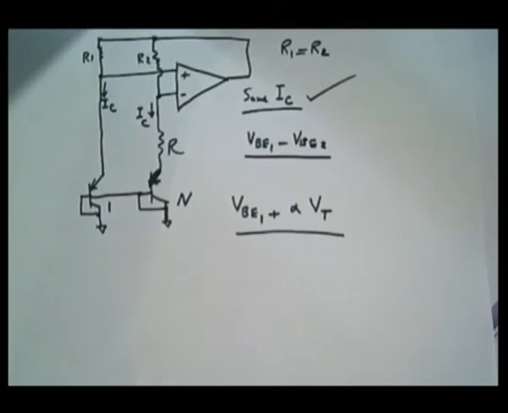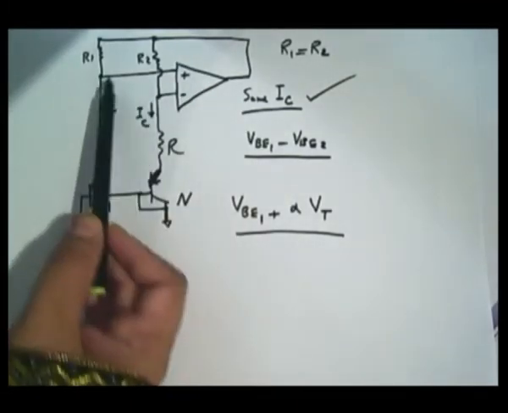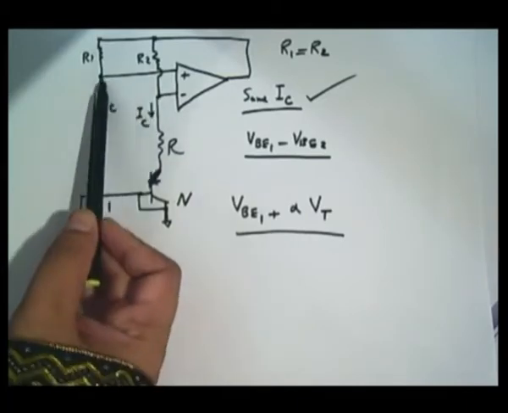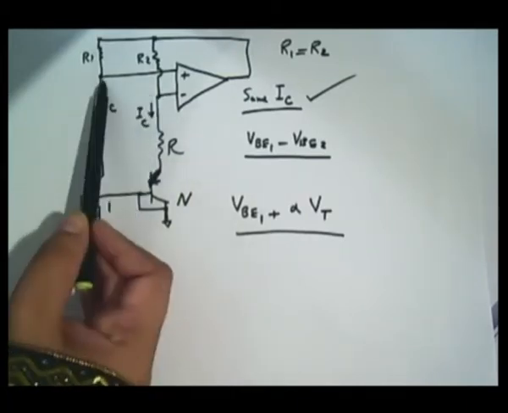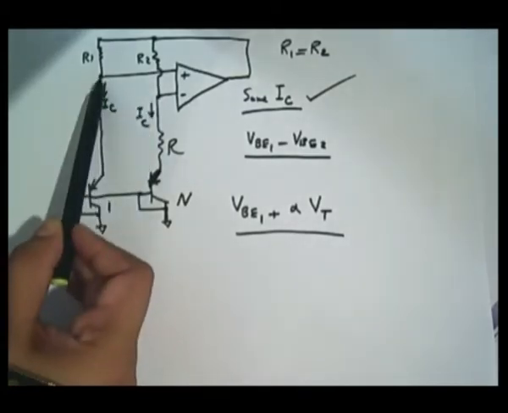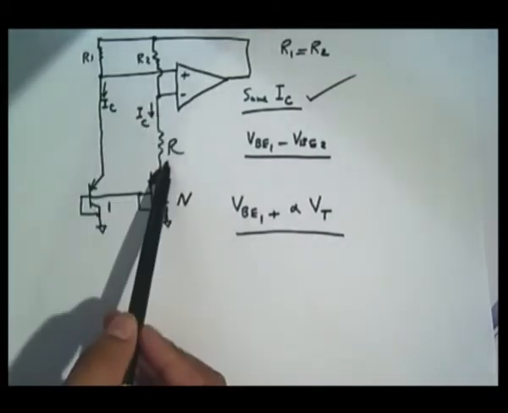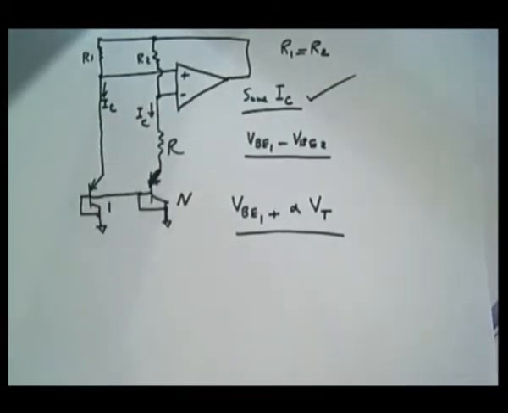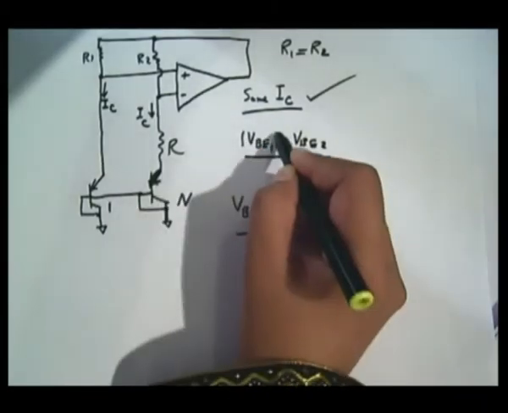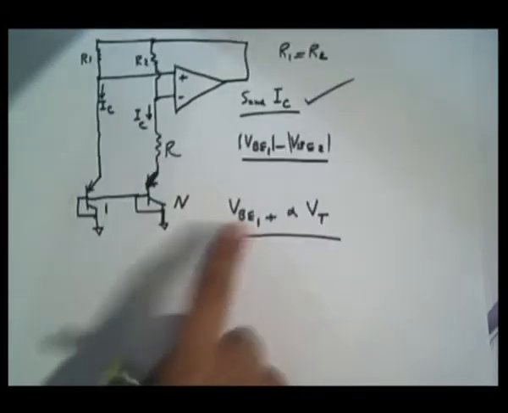Okay, so how do we generate VBE1 minus VBE2? By using this op-amp, which generates a virtual short circuit between these two nodes. So these two will be at the same potential, but they will be separate. So in this loop, if you write KVL, potential across R will be VBE1 minus VBE2, or absolute value I put because these are PNP transistors. And one more thing, we need to generate this term.